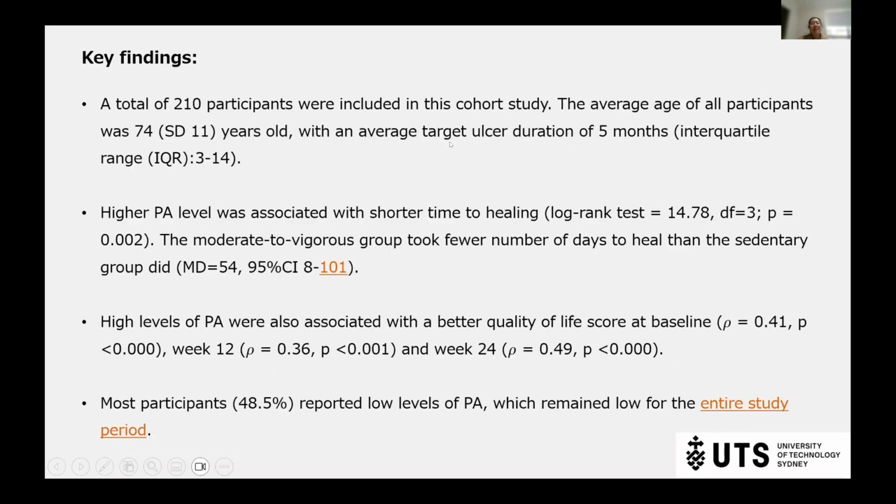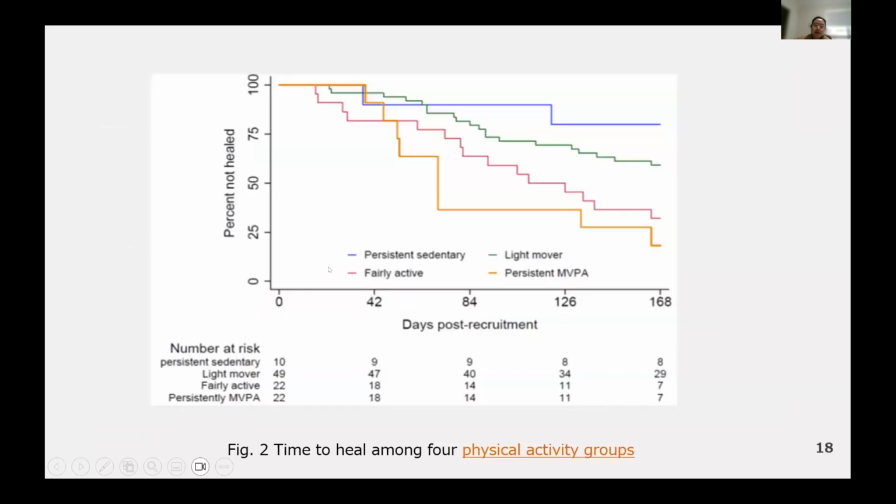So here are some main findings of our research. In this study, we included a total of 2010 participants, and the average age of all participants was 74 years old, with an average target ulcer duration of 5 months. We found that a higher physical activity level was associated with shorter time to healing. The moderate to vigorous group took fewer days to heal than the people in the sedentary group, and here is what it looks like, as you can see in the figures.